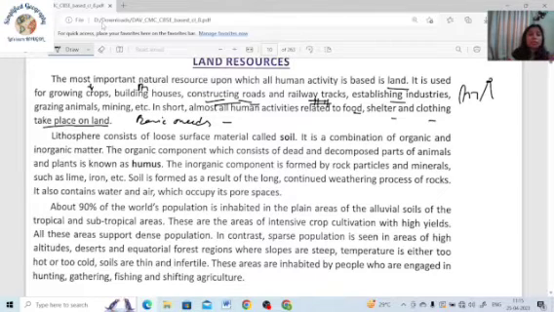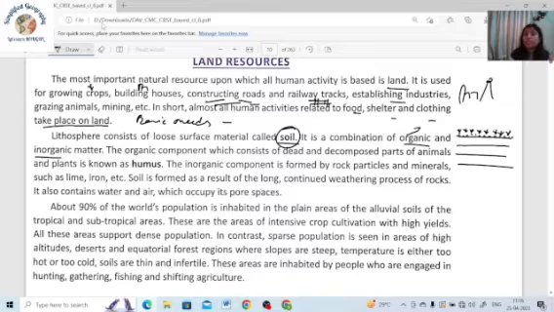The lithosphere consists of loose surface material called soil. The lithosphere has several layers, Sial, Sima, all those things we have read. The first layer is where organic matter is present and we grow crops. The loose friable matter present on the top layer of the surface is known as soil. It is a combination of organic matter and inorganic matter.